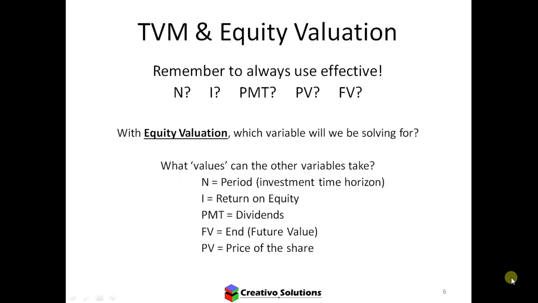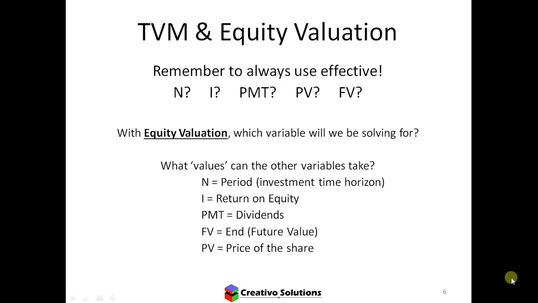Right, so if we had to relate time value of money to equity valuation, we know that there are 5 different variables to use in any calculation looking at time value of money. We've got N, which is the time frame or the period. If we're looking at equity valuation, your N is representing the investment horizon. In other words, how long are you going to hold those shares for?